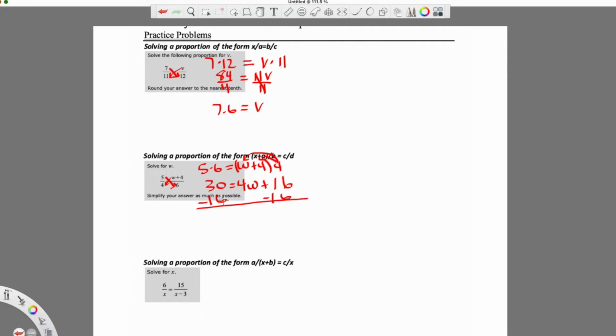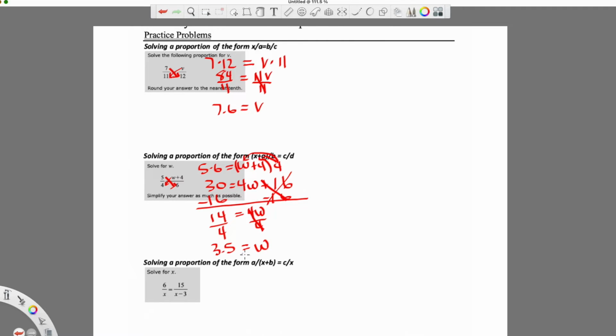30 minus 16, let's see, we get 14 there. The 4w drops down because I haven't done anything with it. 16 minus 16 cancels out. And now I can undo this multiplication by dividing by 4 on both sides. And 14 divided by 4 would be 3.5. And then 4 divided by 4 would be 1, so w drops down.